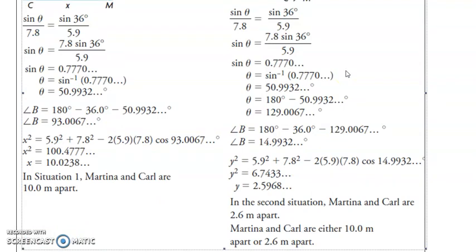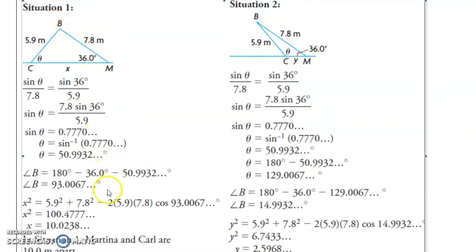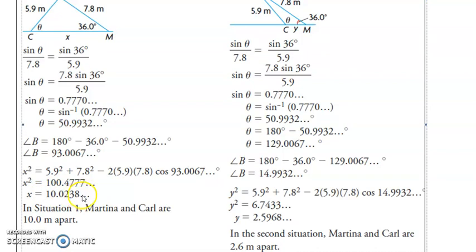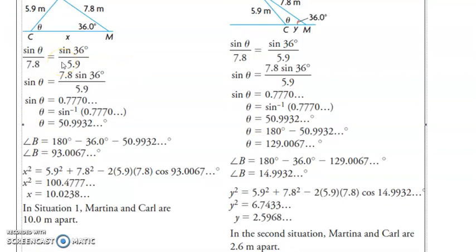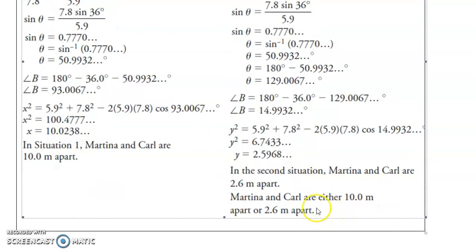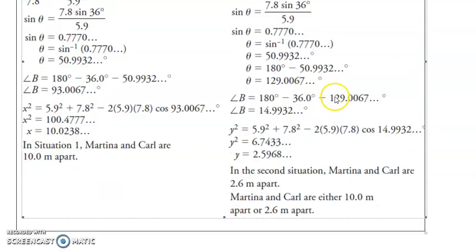So there's two different scenarios here. In one scenario, we found x using the law of cosine, and we got 10.0 meters. So that makes Carl and Martina 10.0 meters apart. But in the second situation, they're only 2.6 meters apart, using the same data. This is the ambiguous case. Super interesting.